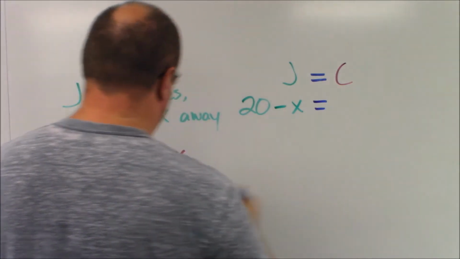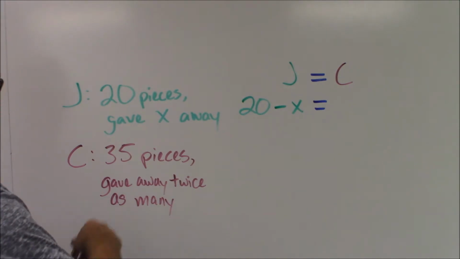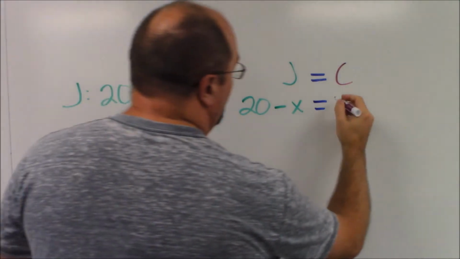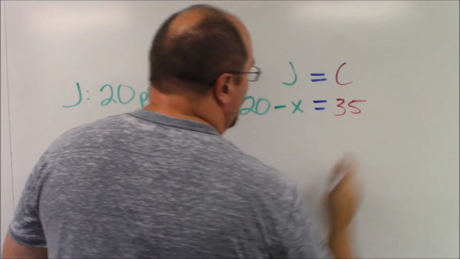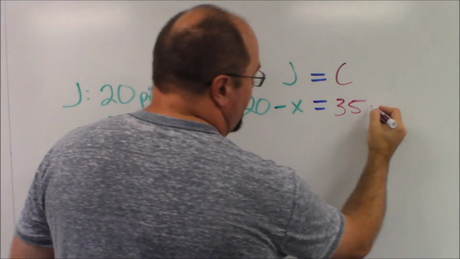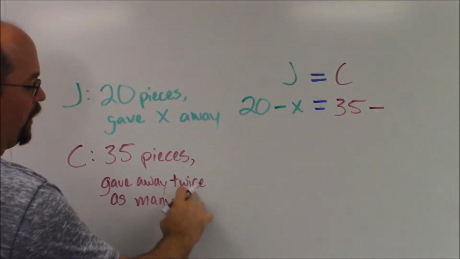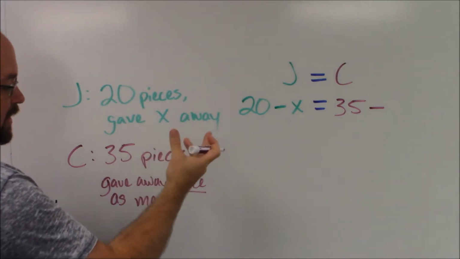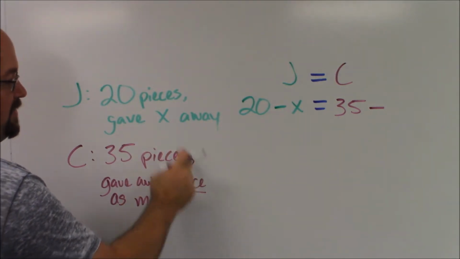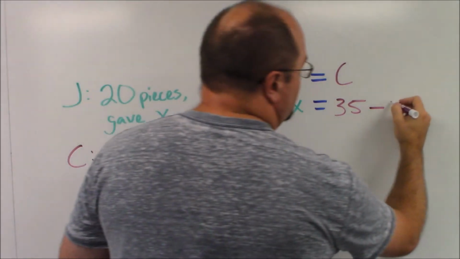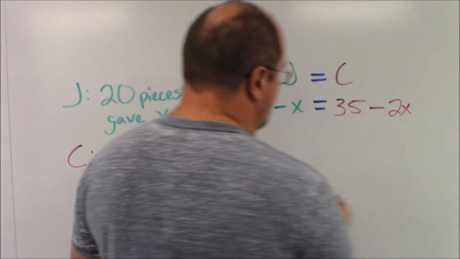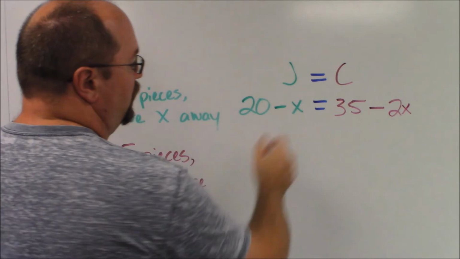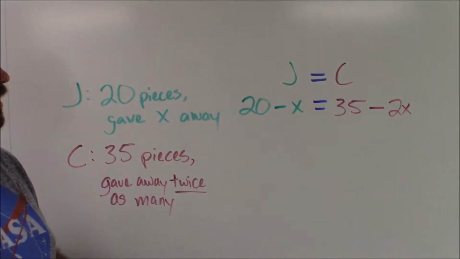And then for Conrad, he had 35 to start out, and he also gave away, so we're subtracting, and he gave away twice as many as Julie did. Well, if Julie gave away X, we don't know what that is, but we do know that Conrad gave twice as many as X. That means he gave away 2X, because it was double whatever Julie gave away.